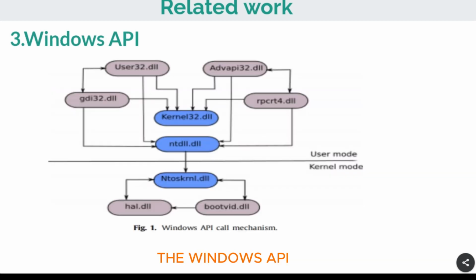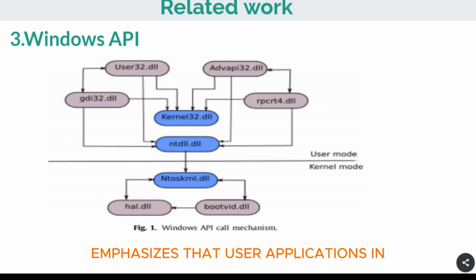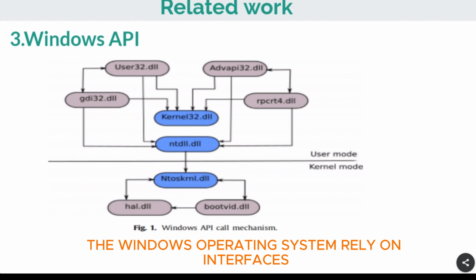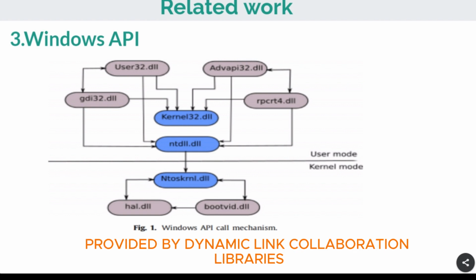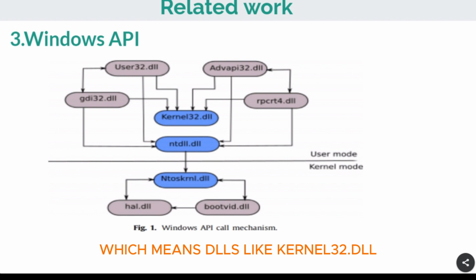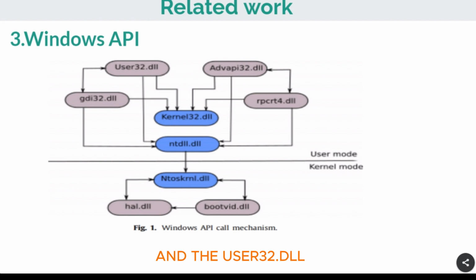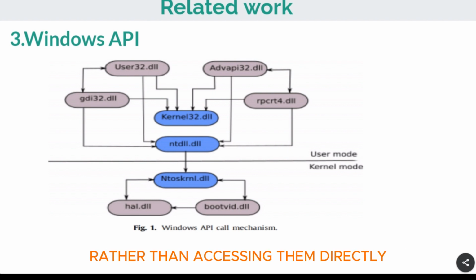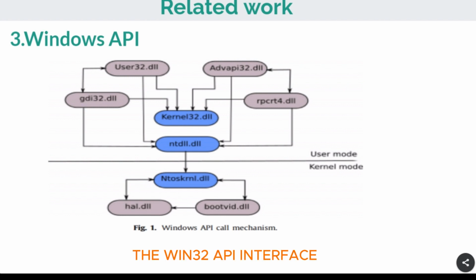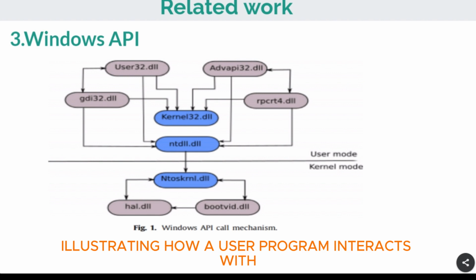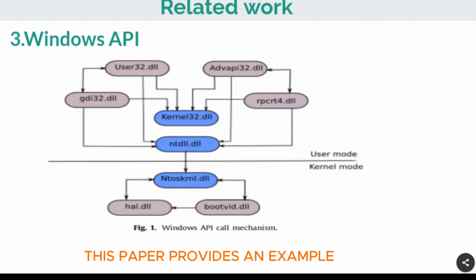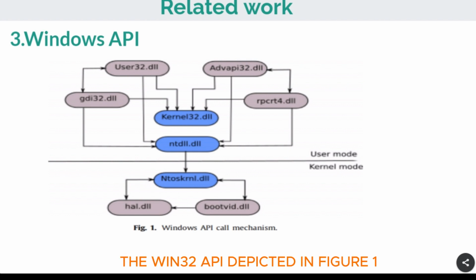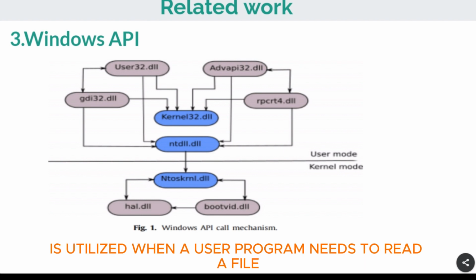The Windows API emphasizes that user applications in the Windows operating system rely on interfaces provided by dynamic link libraries, which means DLLs, like kernel32.dll and user32.dll, to access hardware and system resources, rather than accessing them directly. The Win32 API interface is identified in this figure, illustrating how a user program interacts with it to perform tasks. This paper provides an example. The Win32 API, depicted in Figure 1, is utilized when a user program needs to read a file.